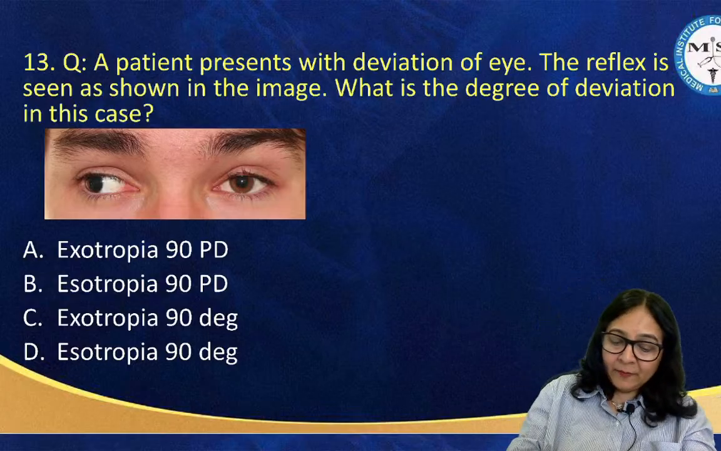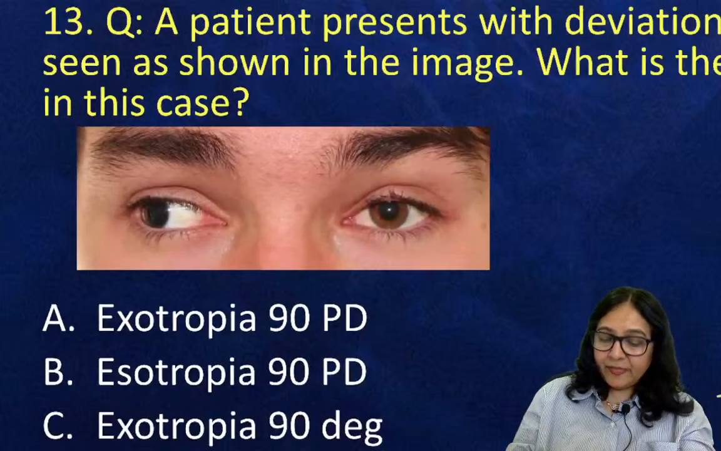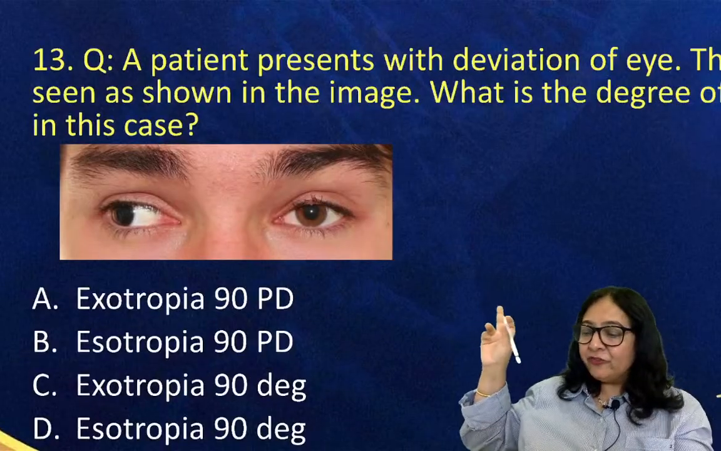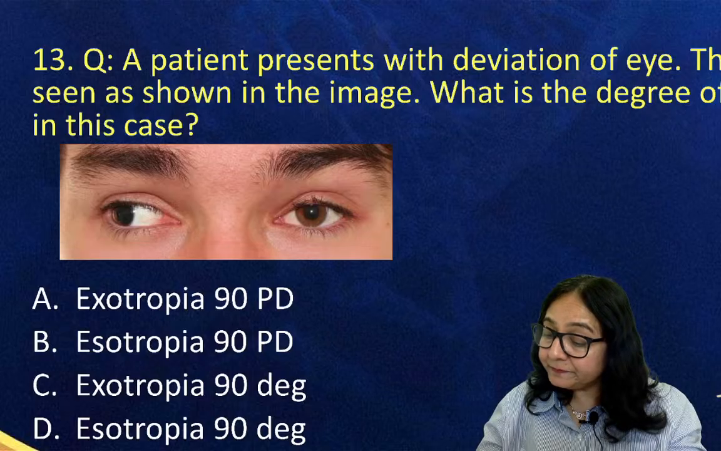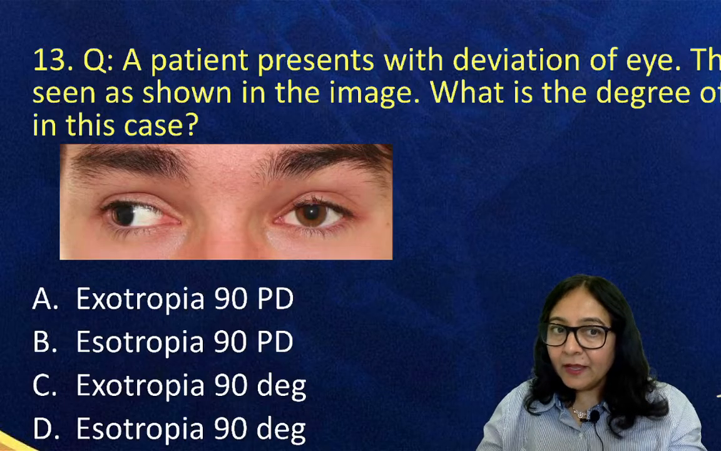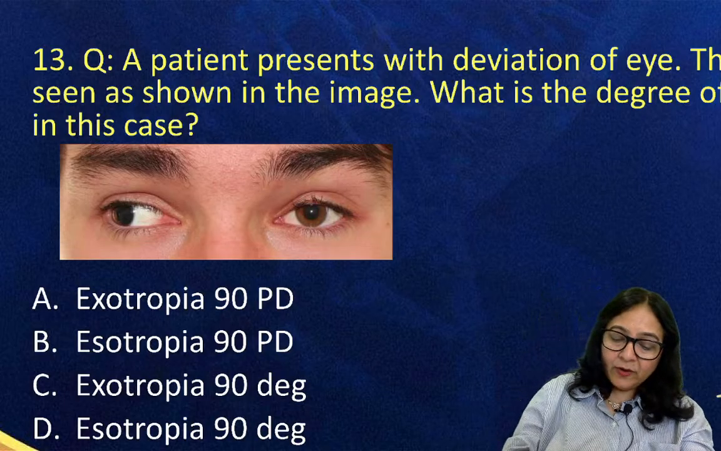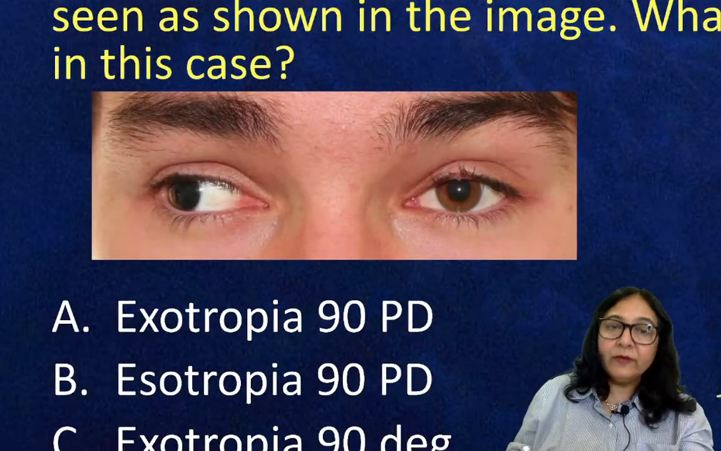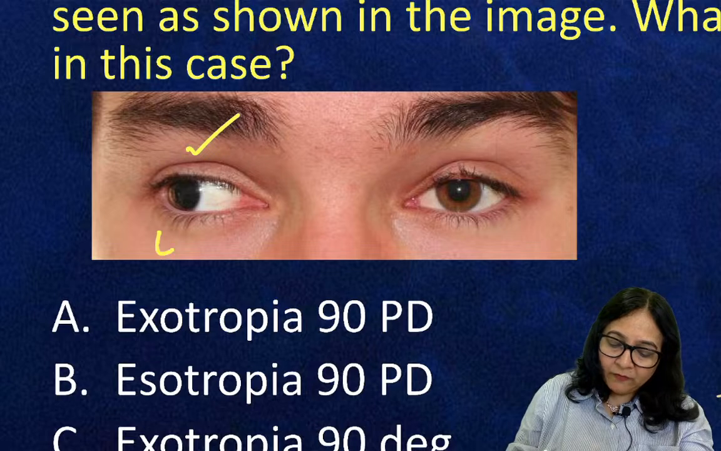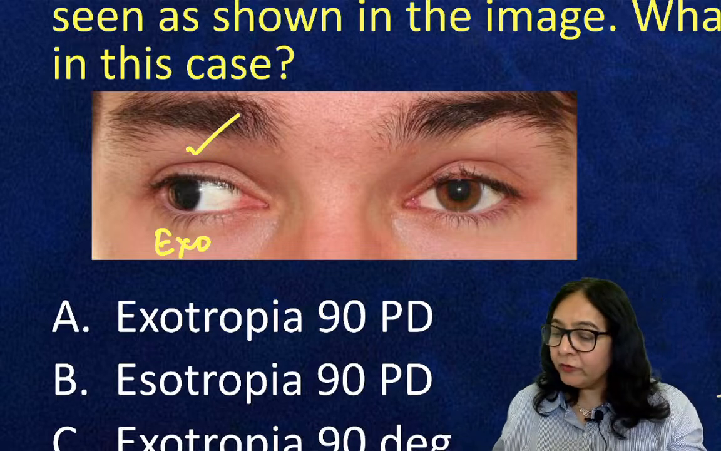But the image was certainly there, which showed the eye in that outward position. Was it so? Right? So when the eye is in outward position, outward deviated, you know very simple that it is exotropia.